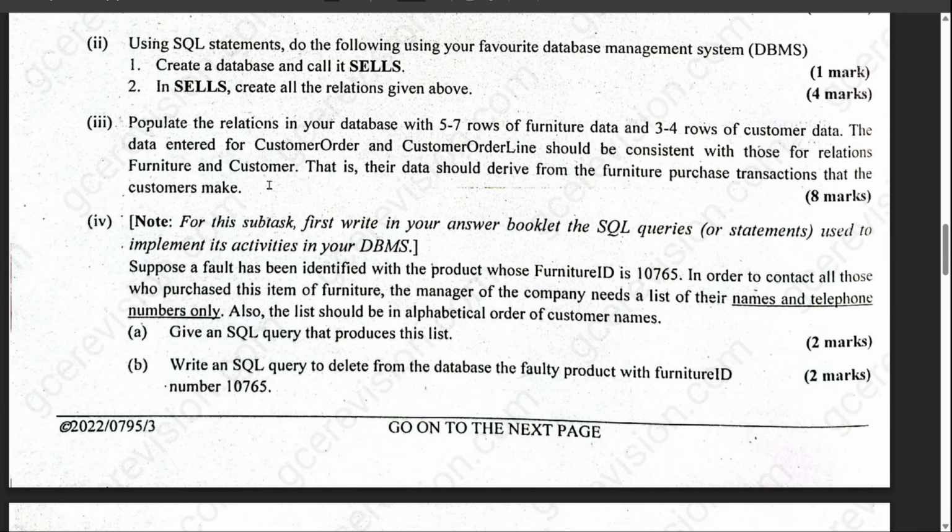Roman 3 says, populate the relations in your database with 5 to 7 rows of furniture data and 3 to 4 rows of customer data. The data entered for customer order and customer order line should be consistent with those for relations, furniture, and customer. That is, their data should derive from the furniture purchase transaction that the customer made.